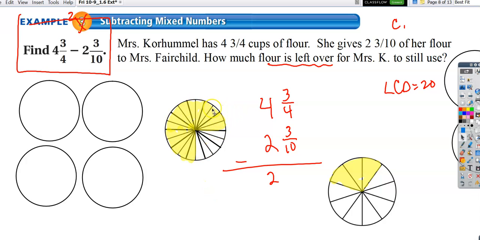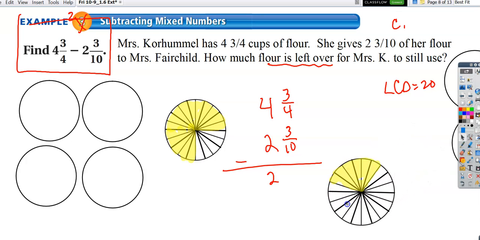So I count 1, 2, 3, 4, 5, 6, 7, 8, 9, 10, 11, 12, 13, 14, 15. Okay, so it looks like I have 15 highlighted. And then on this one, I'm going to pull this over. And now, how many 20ths do you think are highlighted here? It looks like 1, 2, 3, 4, 5, 6. Well, let's go and do the math that proves that those pictures make sense.